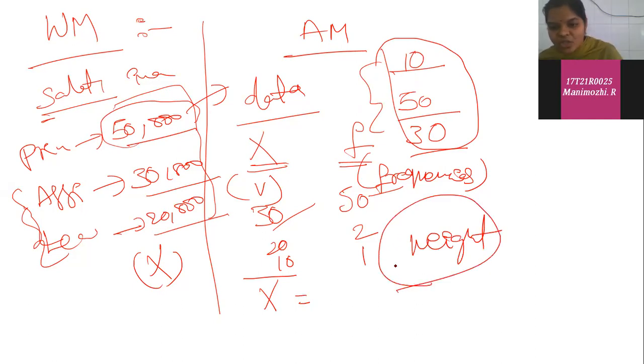So by means of this weight, you can give equal importance to the variable or the frequency, irrespective of highest or lowest number. Did you get it? In case of arithmetic mean, once again I am telling you, first you understand the concept, then it is very easy to do the problem.